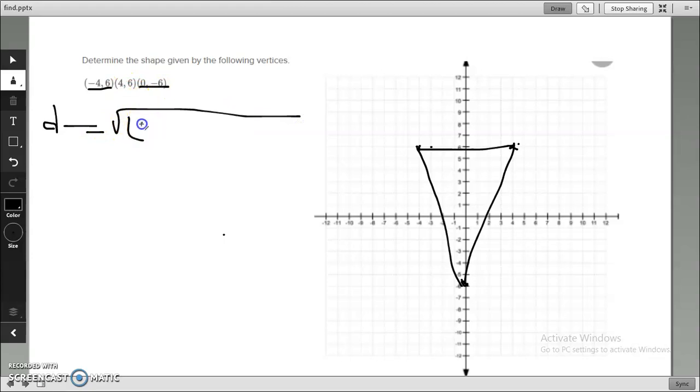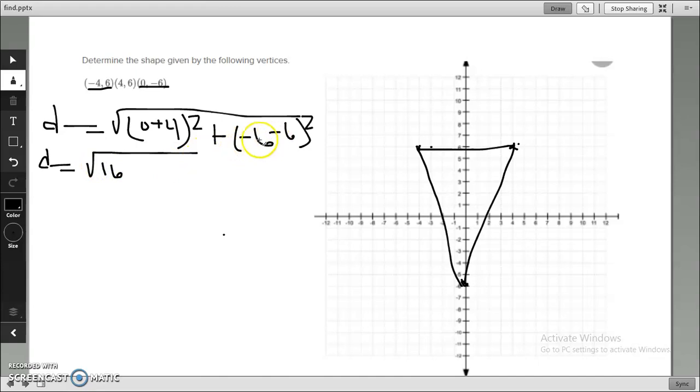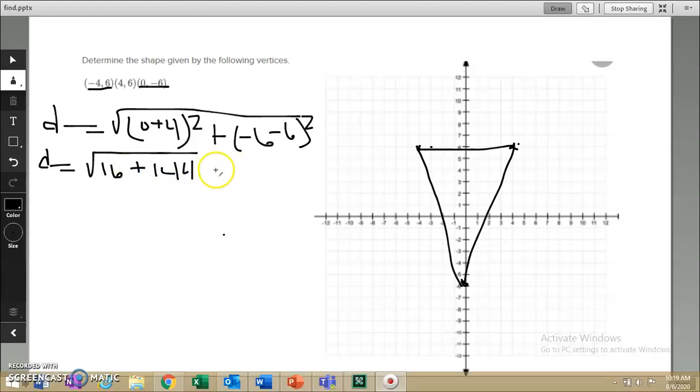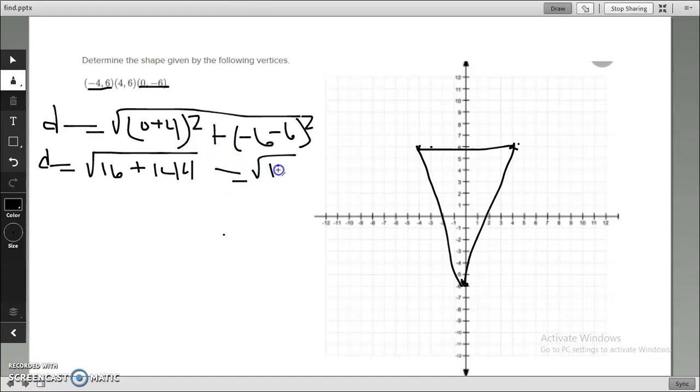So we'll do 0 minus -4, so that's +4 squared plus -6 minus 6 squared, and that gives me 16, and then this is negative minus, so minus 6 is a -12, so a -12 squared gives me positive 144. And so that gives me the square root of 160. All right, let's look at the other one.